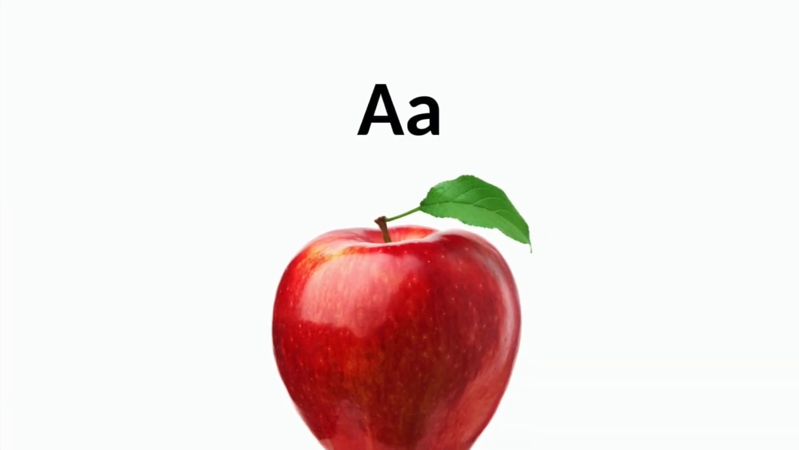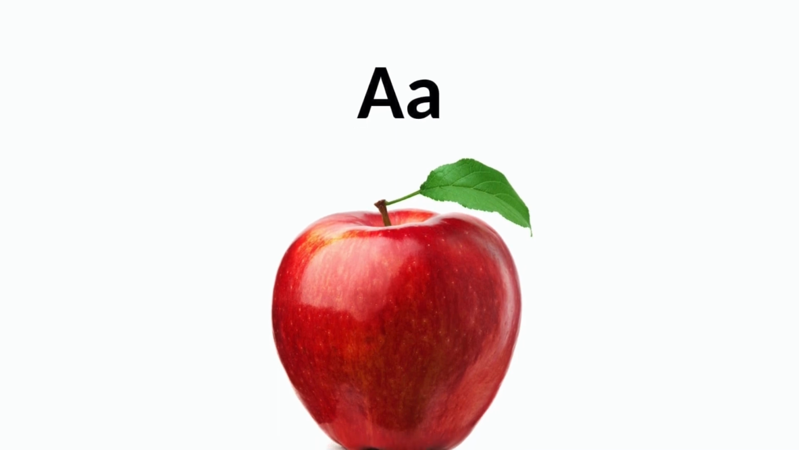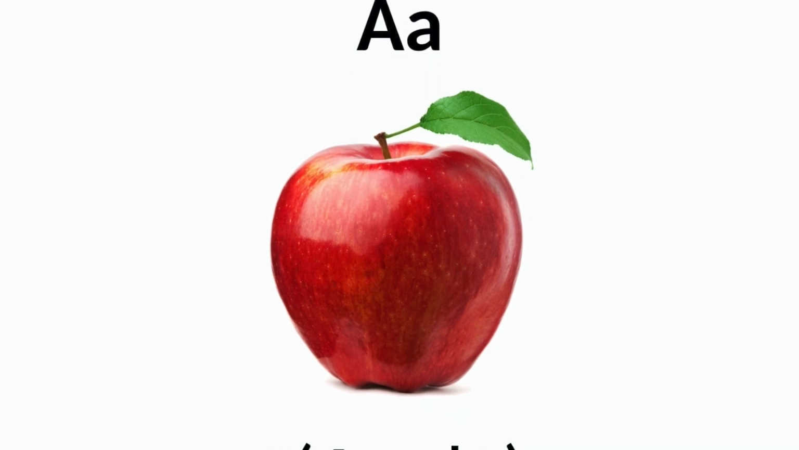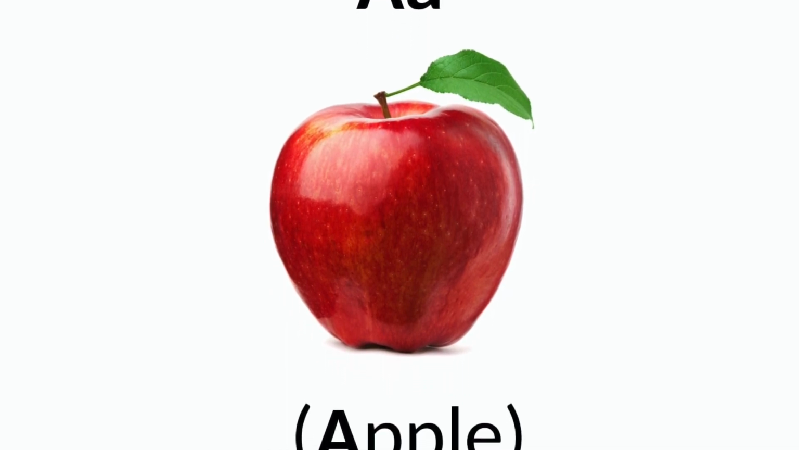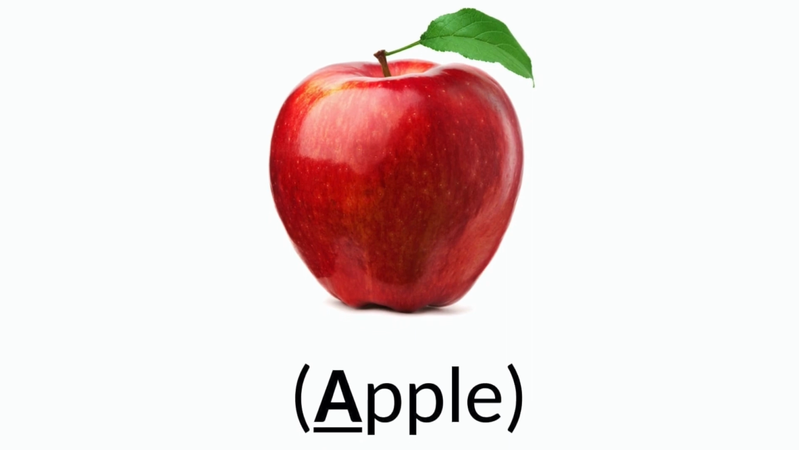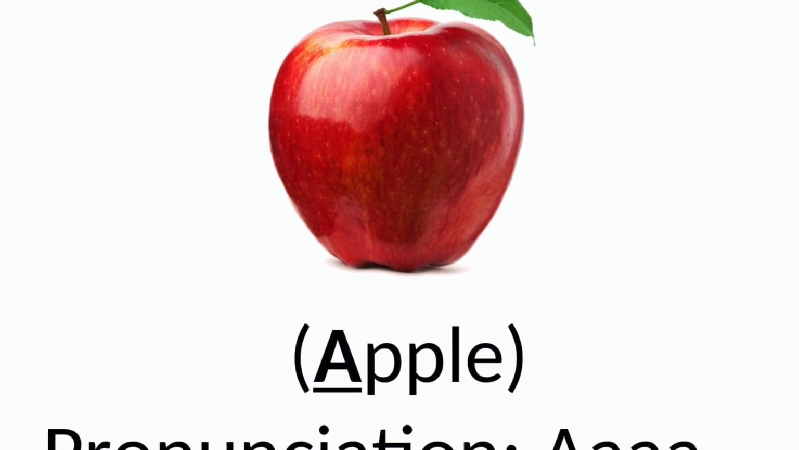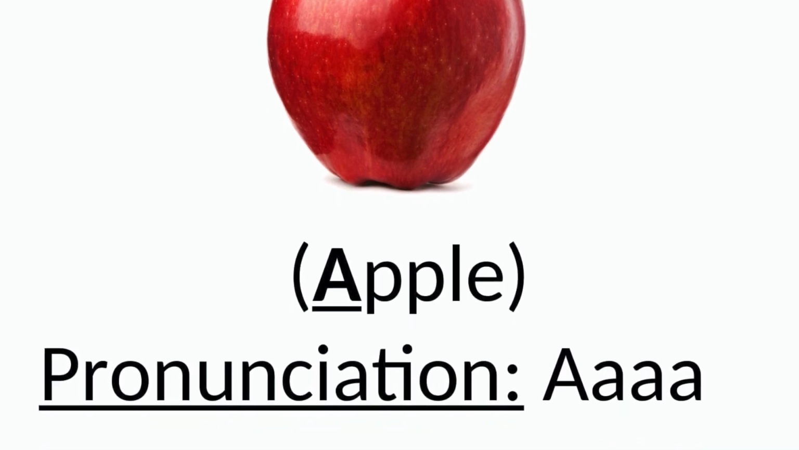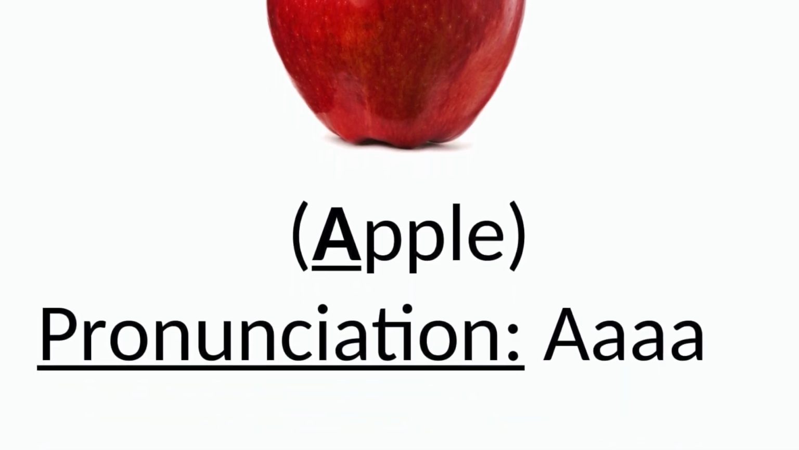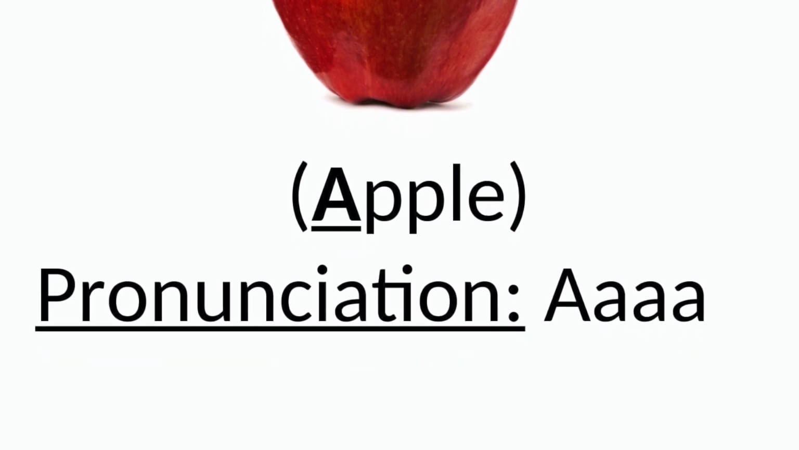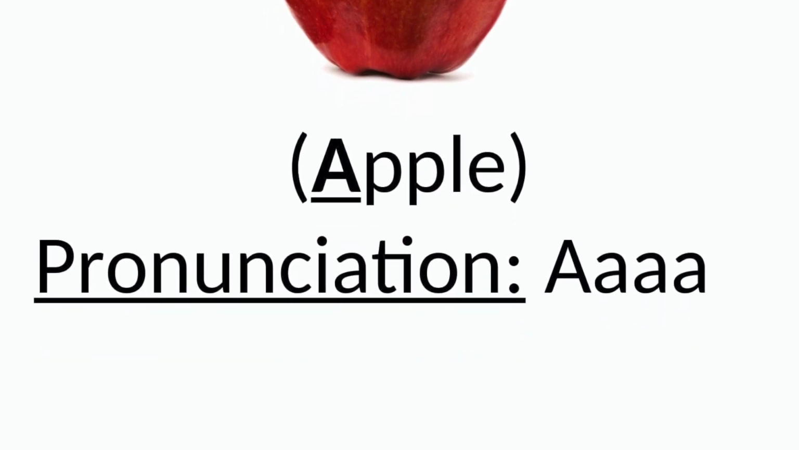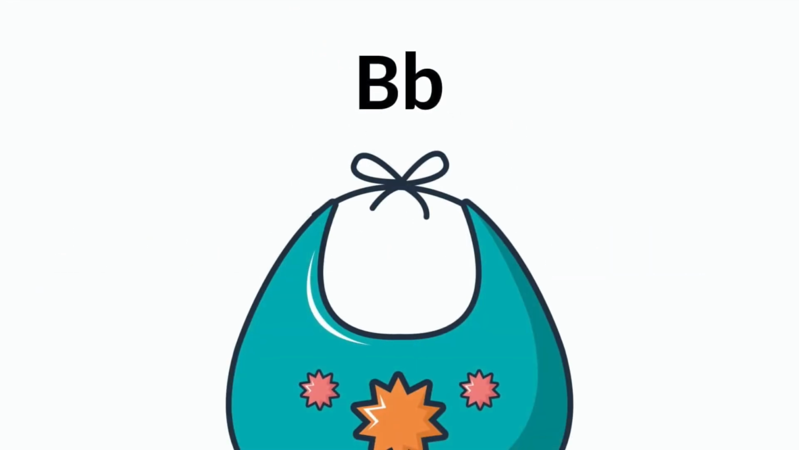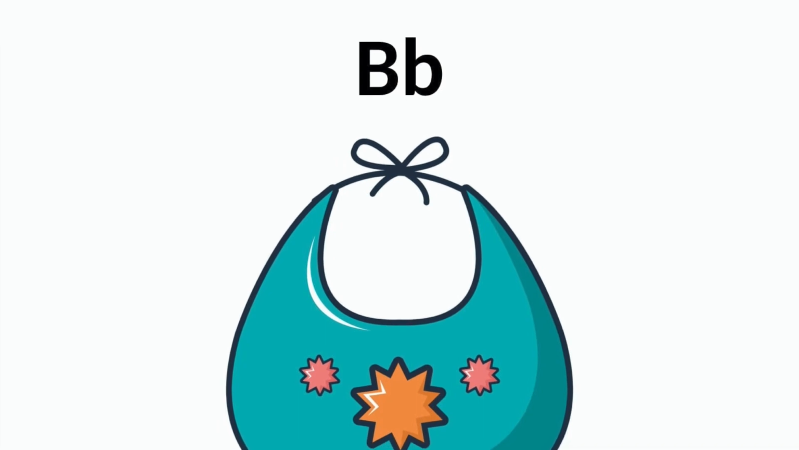The first Igbo alphabet is A. The Igbo alphabet A is not pronounced the same way as in the English alphabet A. It is pronounced A as in the letter A in the English word apple. Say it with me. A, A, A, A as in apple.